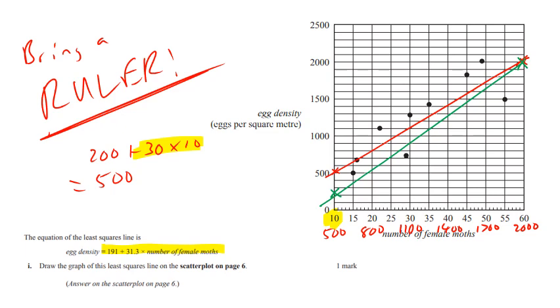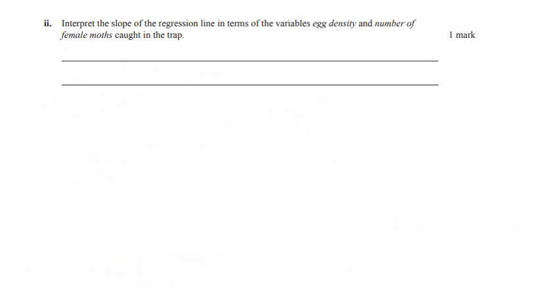Measuring by eye is actually quite accurate on these things. You should get a good sense of that. Okay, very common question. You should definitely hang out these ones. Interpret the slope of the regression line in terms of the variables. We've got two variables: egg density and number of female moths.